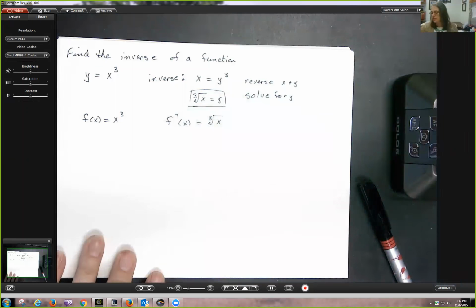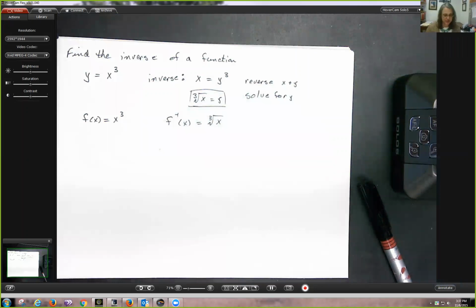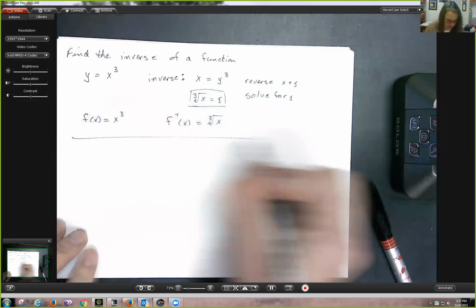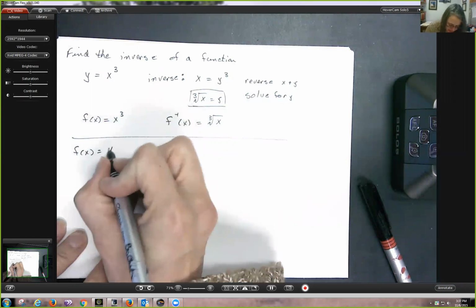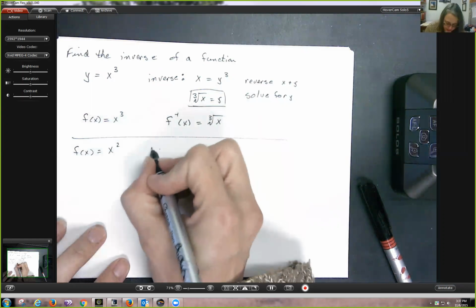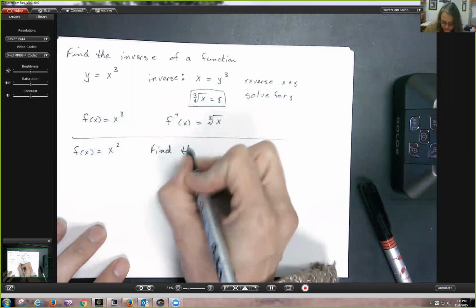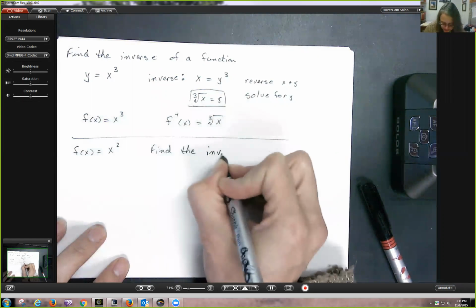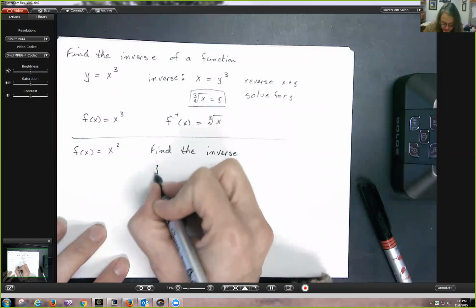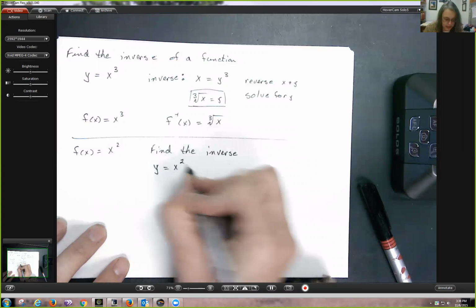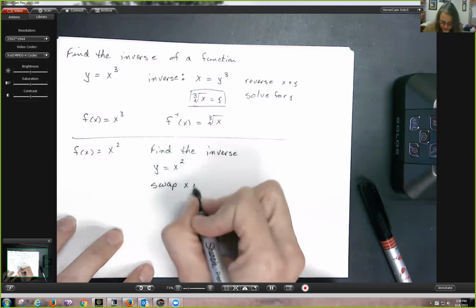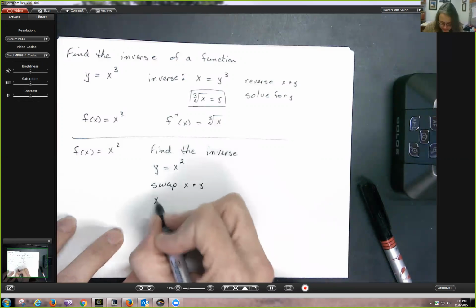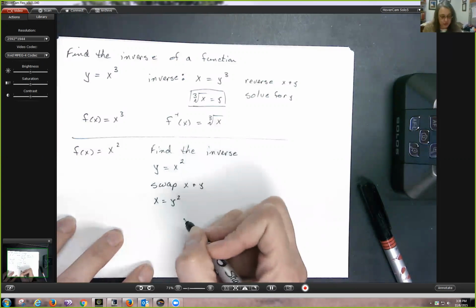Now, this inverse, and it is a function. Not all inverses will be functions. Let's look at another example. Let's suppose f of x equals x squared. And I want to find the inverse. First thing I do is I write it in y equals form. So write y equals x squared. Now I swap x and y, and I get x equals y squared. Now I'm going to solve for y.